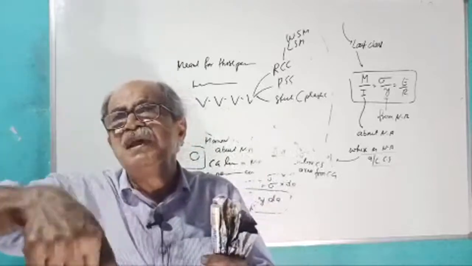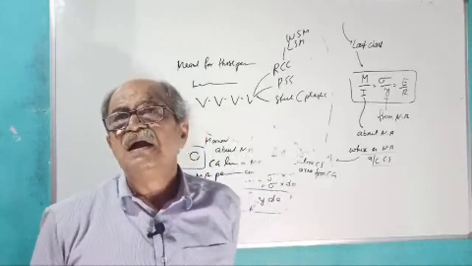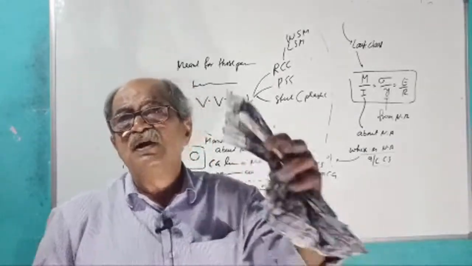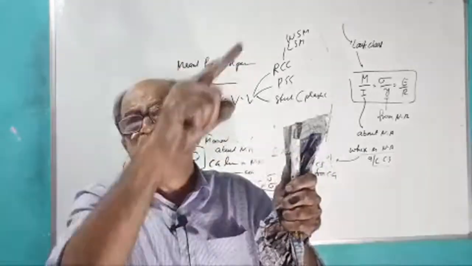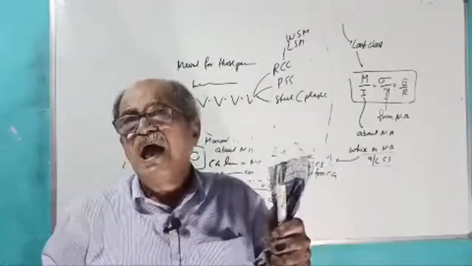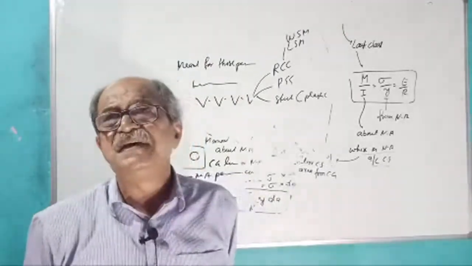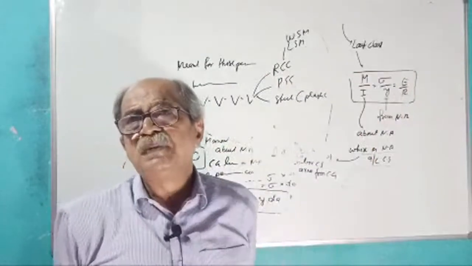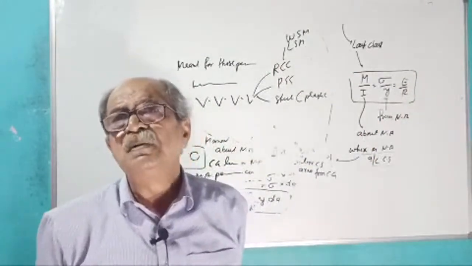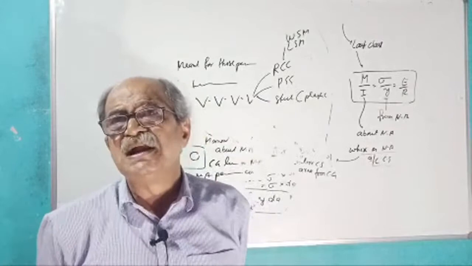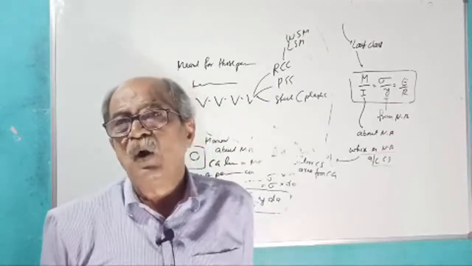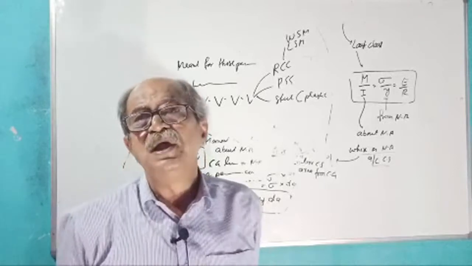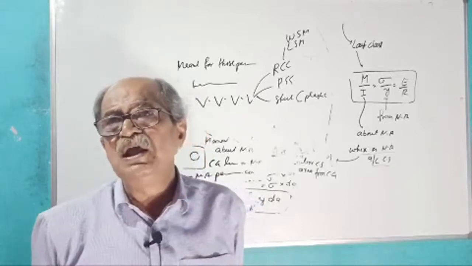So lever arm equal to D minus X by 3 in the working stress method. In the limit state method, for area equal to B into XU, average stress 0.36 FCK. The CG passes through the CG of that area at 0.42 XU from the extreme compression edge. Tension force is 0.87 Fy into AST.